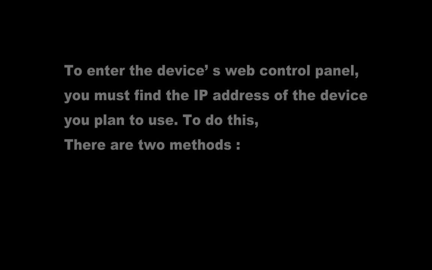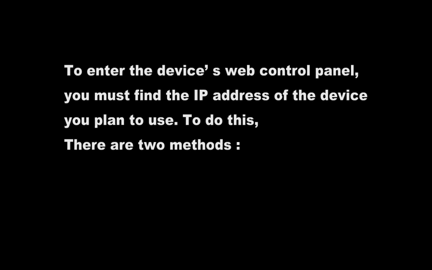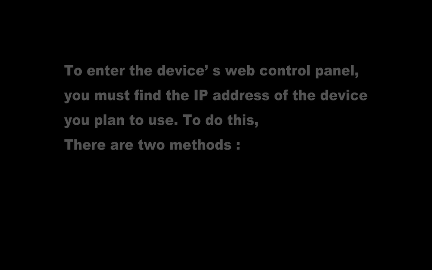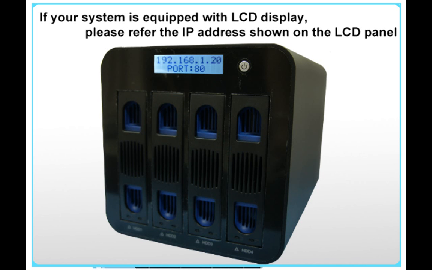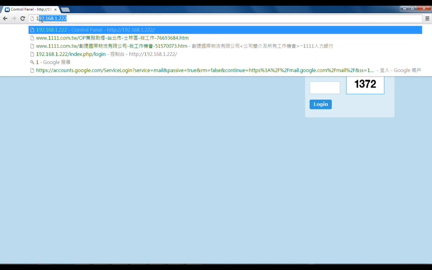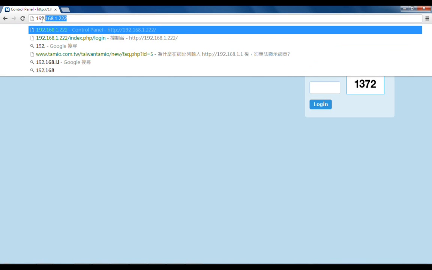To enter the device's web control panel, you must find the IP address of the device you plan to use. To do this, there are two methods. Method 1, LCD display. If your system is equipped with an LCD display, please refer to the IP address shown on the LCD panel as the IP address assigned to the device.